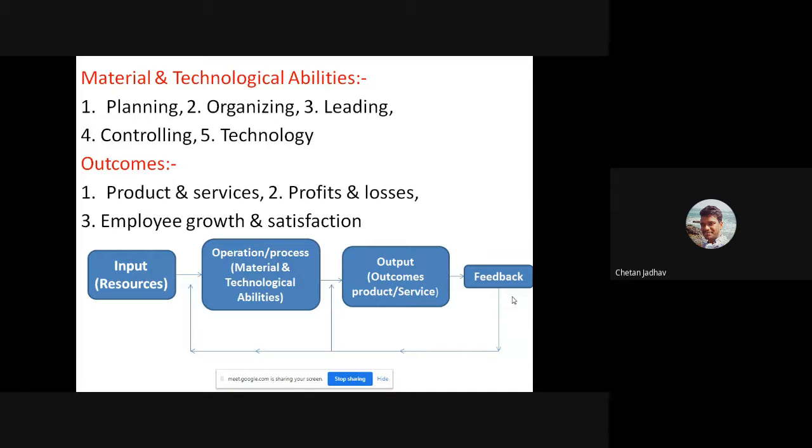Okay, so we'll see the next part, which is material and technological. At the management level there is the analysis, and the manufacturing part. After that comes selling. We have to do some sales and services, and we have to take care of the customer as well as the product.